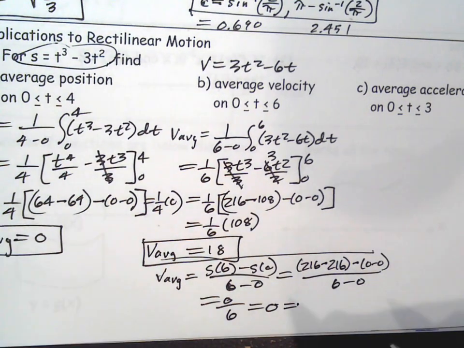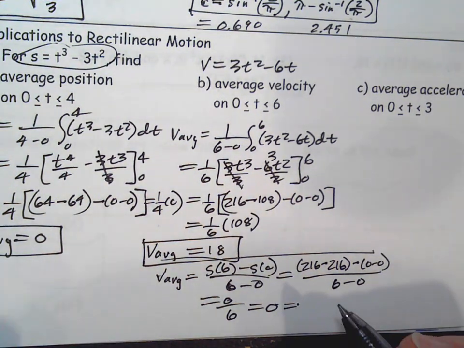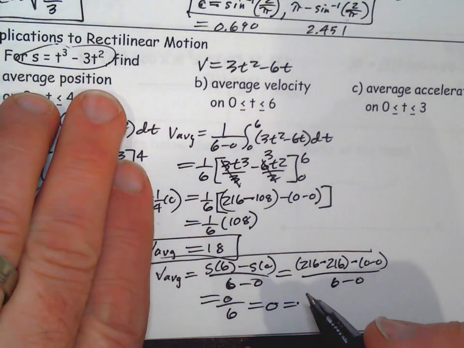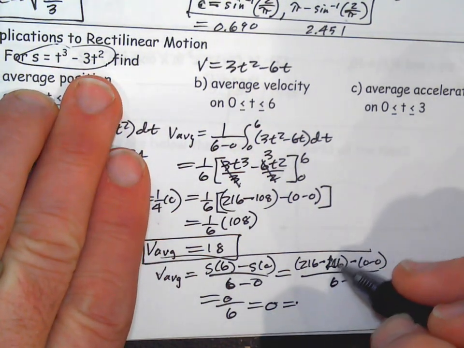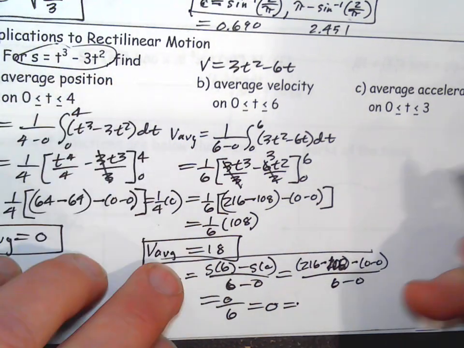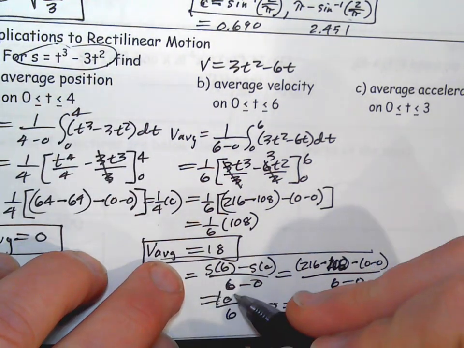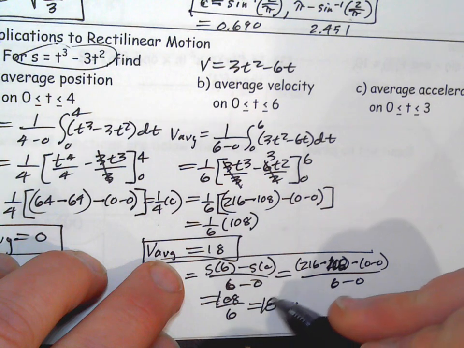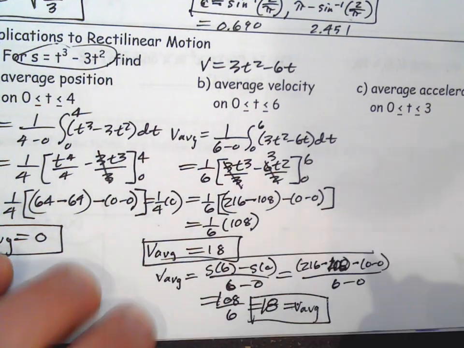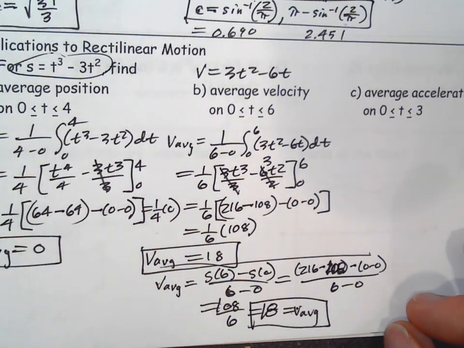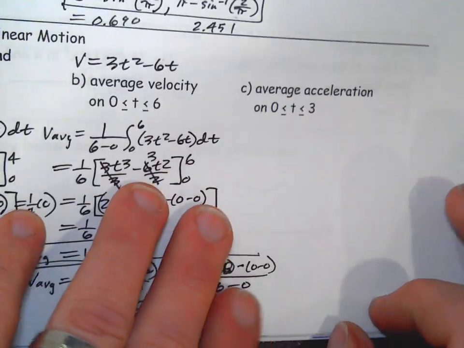Oh, shoot. I messed up. I'm going too fast. Confusing is the last problem. Okay, so you plug 6 in. This should be a 108. So then we get 108 over 6 is 18. So that was a lot faster, but only good if you don't go too fast and make mistakes.